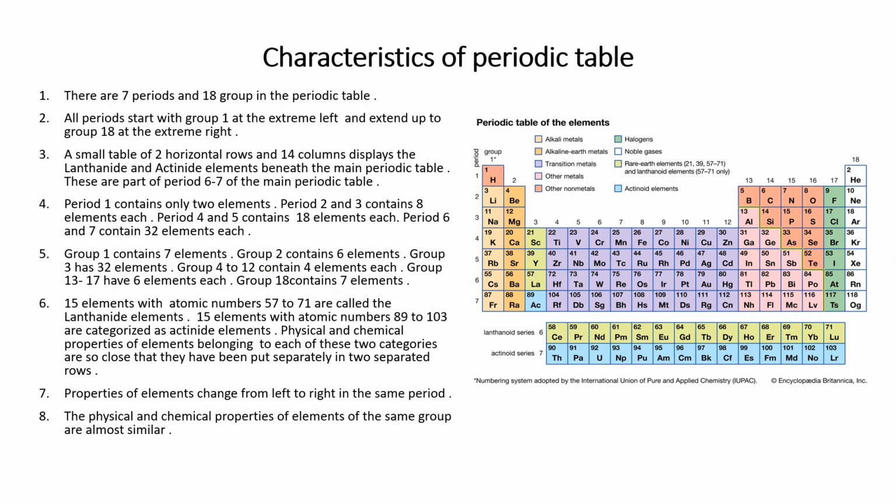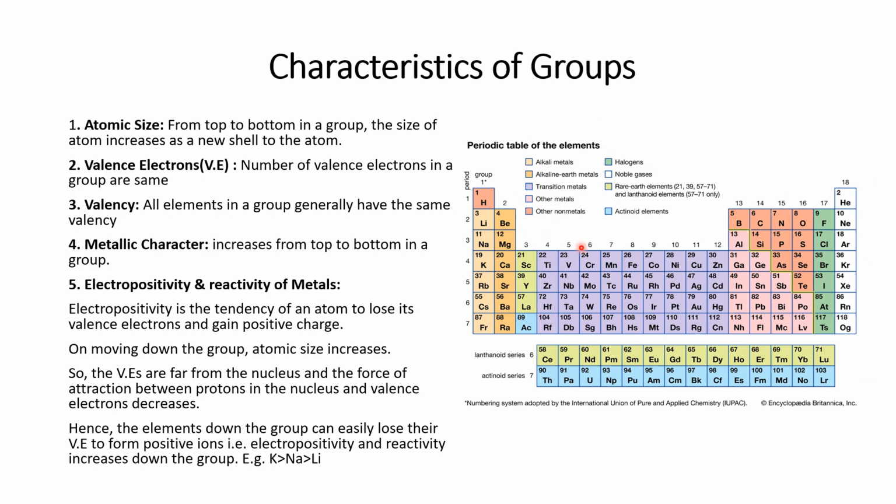So we are going to the next slide. Here we see the characteristics of a group. First, atomic size. From top to bottom in a group, the size of the atom increases as a new shell is added to the atom.